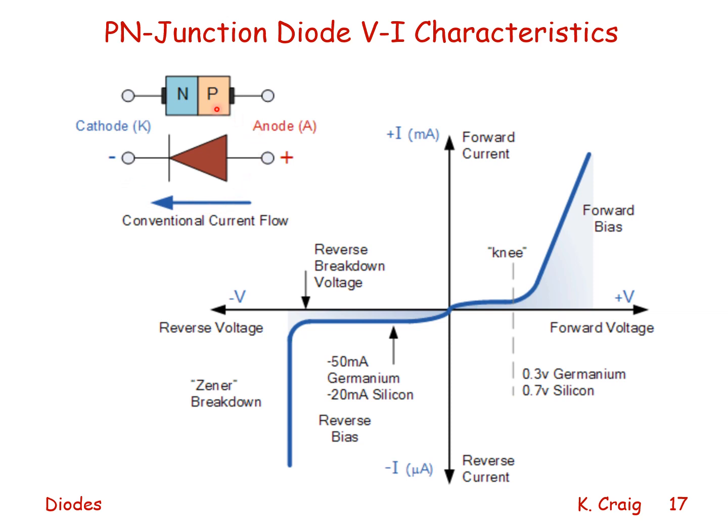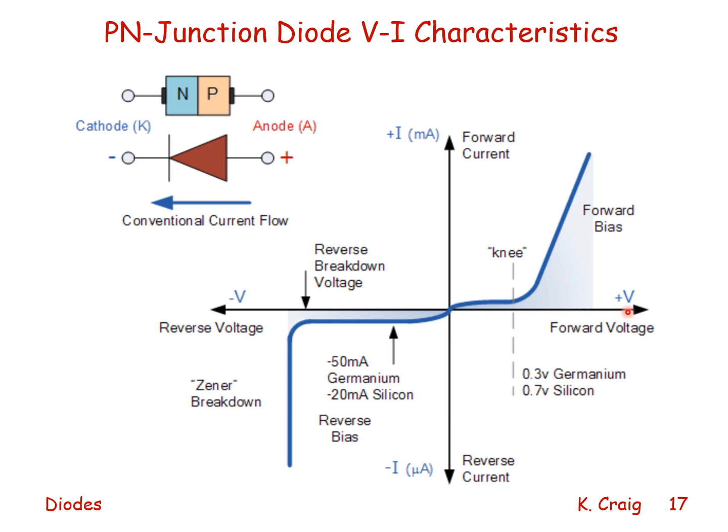Here is the symbol for the diode. The current flows in the direction of the arrow. No current flows opposite to that, as shown by the vertical line that blocks current flow. Here is a graph of current versus voltage.